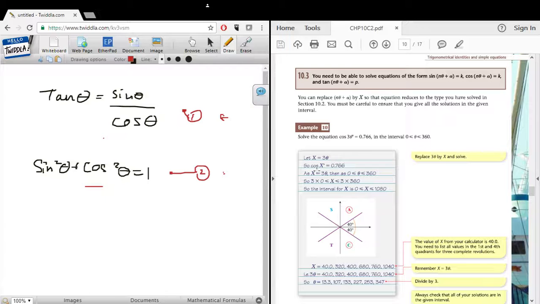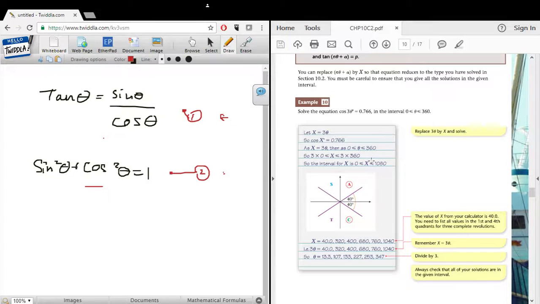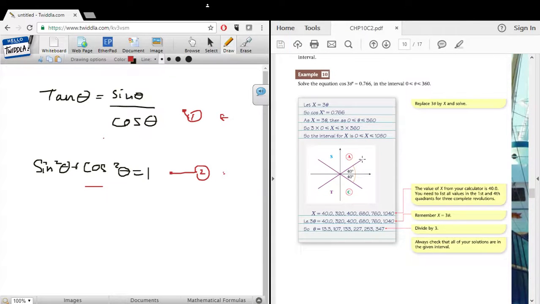So you can see that we have cos x degrees equals 0.766, and so since we have reduced the theta, we multiply it by 3 to correlate with our replacement. So we already know that it's 40 from our calculation here using the calculator, and then so we already know that we are dealing with cos, which is positive in the 4th quadrant.